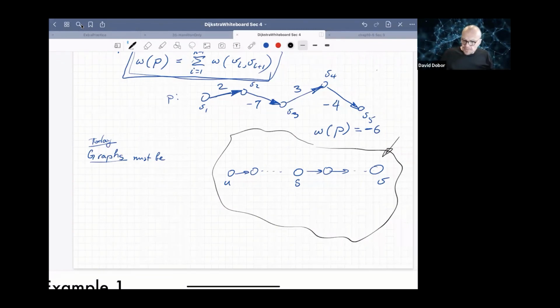So in this graph, there's clearly a path of a given weight. The weight of that path is -6. But my claim is that it's possible for a shortest path to not exist.